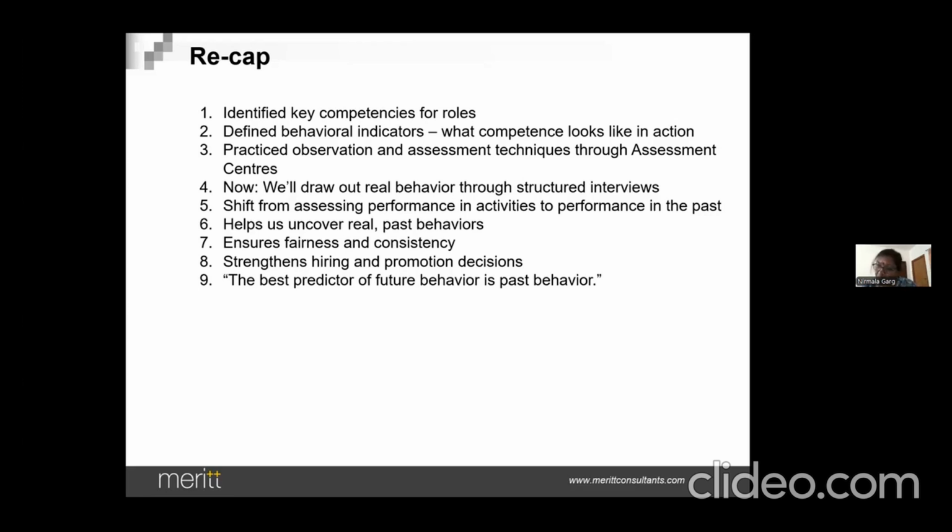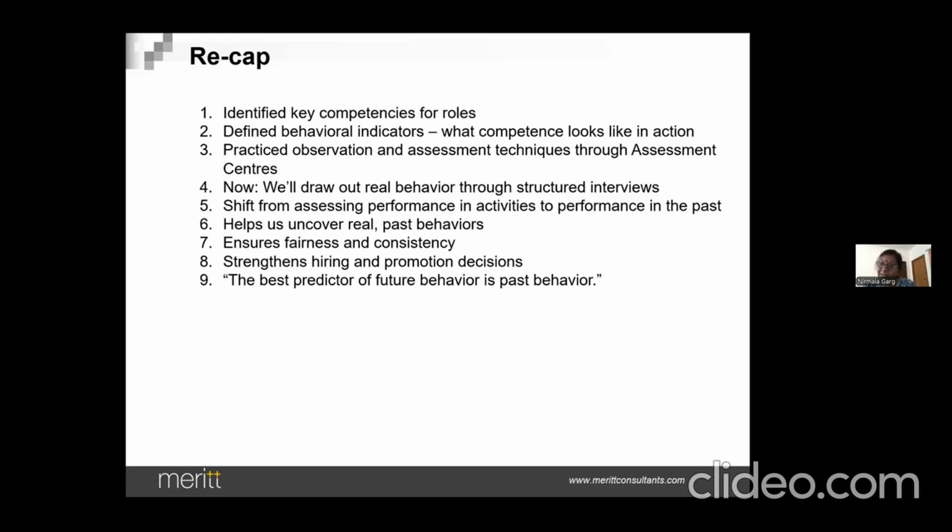Today, what we are looking at is that if I want to select or hire a person, what are the key competencies for that role? And then what are those behaviors? So what are those questions? How will I probe? What is the evidence I will gather to ensure that this person has the right skills and competencies? That is what we are going to learn.